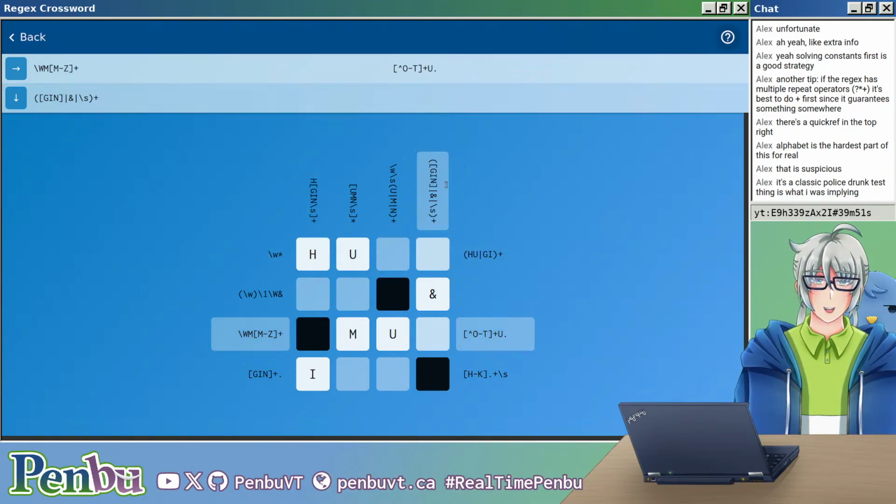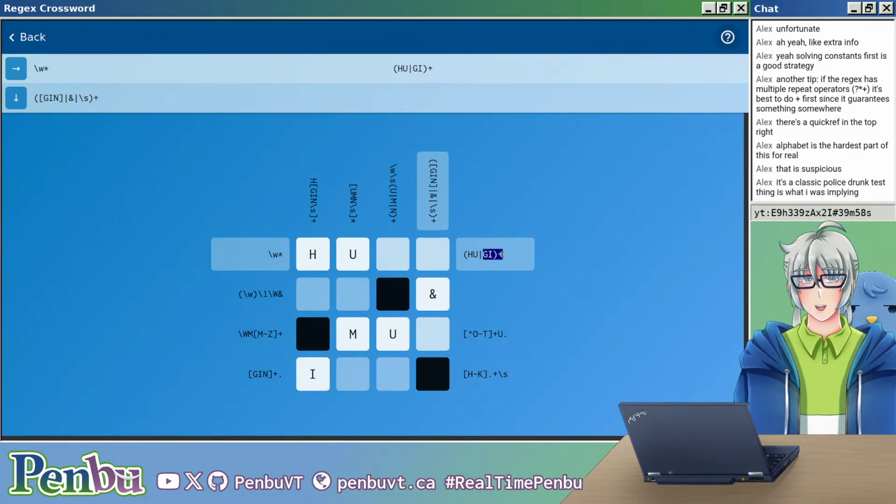Okay, so we have either a G, I, or an N, which satisfies this one, and we know that this can't be an N because of overlap.